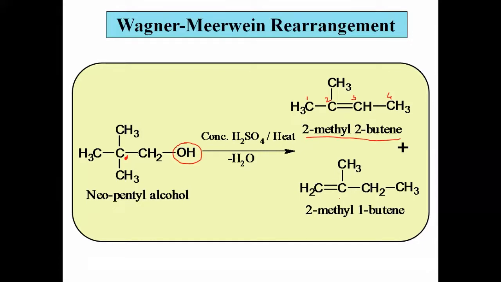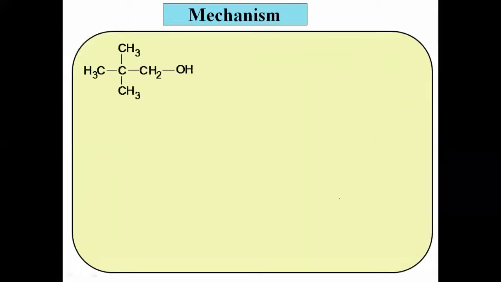Now the question arises, how does that neopentyl alcohol undergo dehydration? Actually, it does not have hydrogen at the adjacent carbon, even though it undergoes dehydration, and we get a mixture of these two products. Now let us see the mechanism of this reaction, and then we will discuss how actually neopentyl alcohol undergoes dehydration.